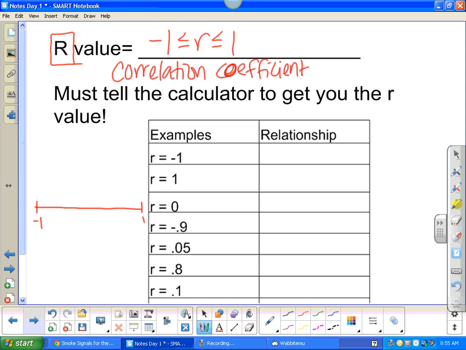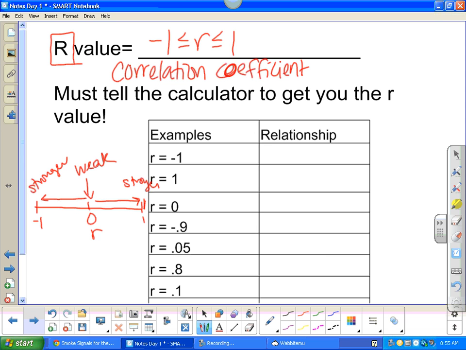It will never go outside of 1 or -1. If your R is a 0, then that is a weak relationship. No relationship whatsoever. The points are all over the place. As you head towards a +1, they get stronger. But as you head towards a -1, they also get stronger.